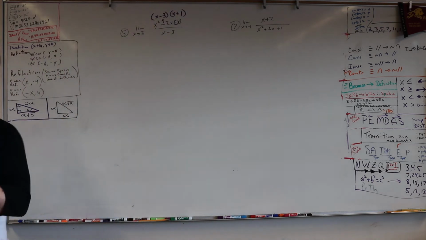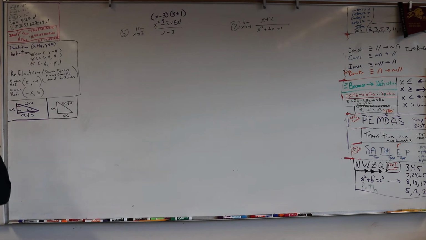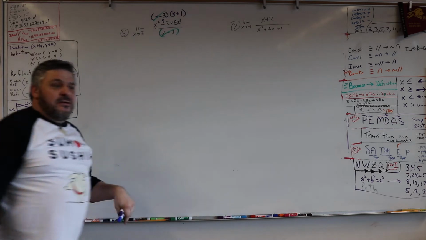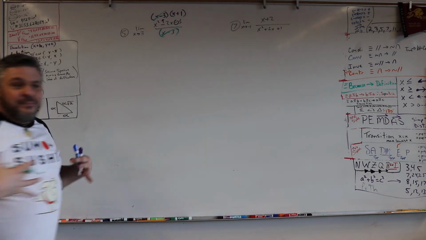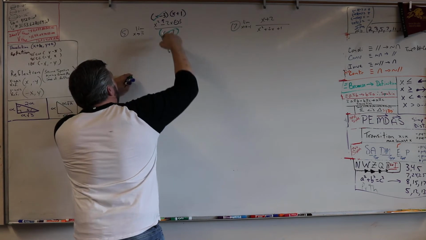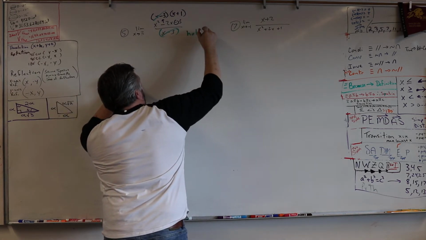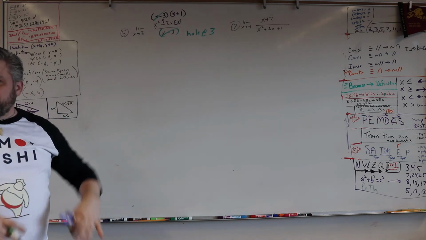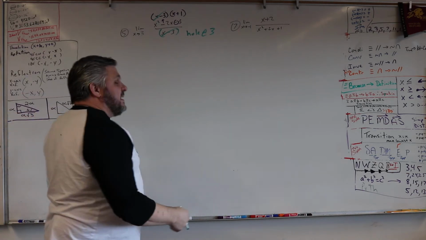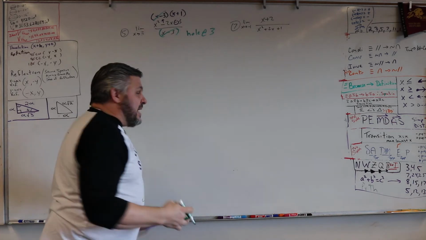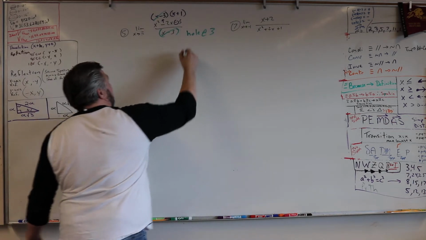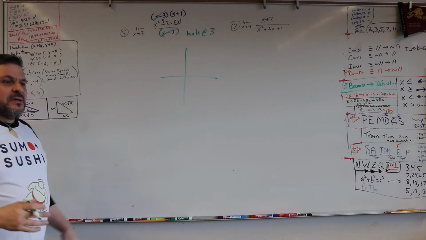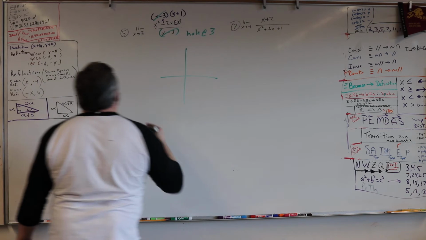Now check this out. 1, 2, buckle my shoe. The 3 cancels out, right? So what happens is there's a hole at 3. That graph actually graphs, but at 3 it disappears. So let's look at what's going on around 3.